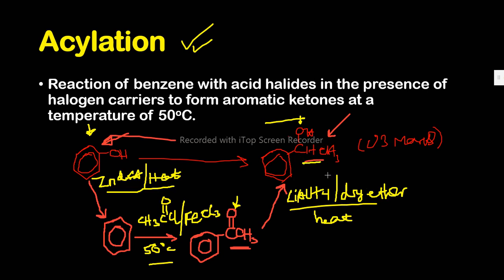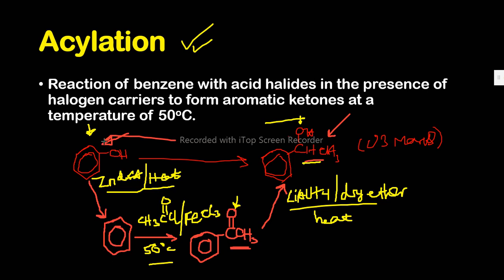You want to name? This is carbon 1. So it is going to be phenyl ethanol, because the ring is on carbon 1, the OH is on carbon 1, so it is just phenyl ethanol. This one is phenyl ethanone, and this is benzene, and this is phenol.